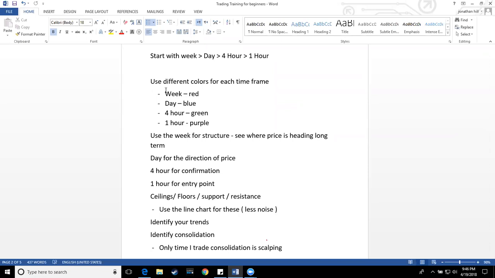The reason I do this is because when you're looking at the weekly, say you go down to the hour, you're looking for your entry point. You'll be able to see, okay, this is a red line, I know this is a weekly support or a weekly resistance. Okay, this is a green line, this is a 4-hour support or a 4-hour trend. This way it lets you distinguish between everything as you move on, so you don't get confused.